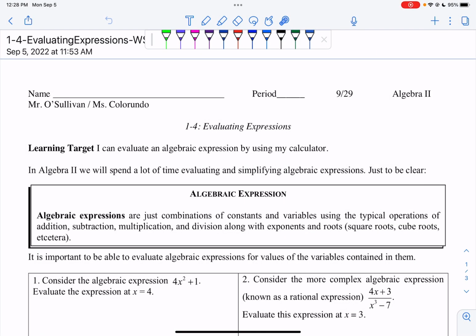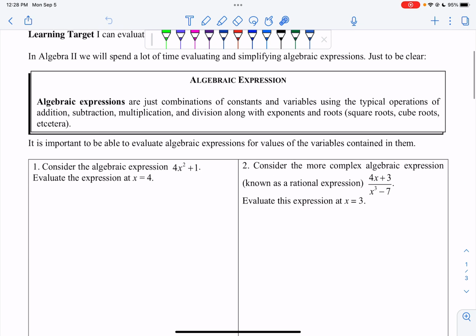Today's learning target is: I can evaluate an algebraic expression by using my calculator. So in A2, we are going to be spending a lot of time evaluating and simplifying expressions. Just to be clear, algebraic expressions are simply combinations of constants and variables using the typical operations of addition, subtraction, multiplication, and division, along with exponents and roots, which are square roots, cube roots, etc.